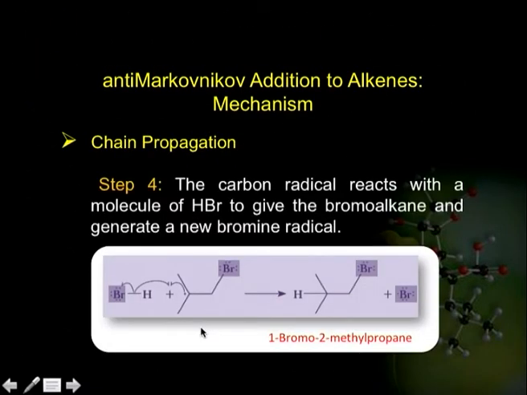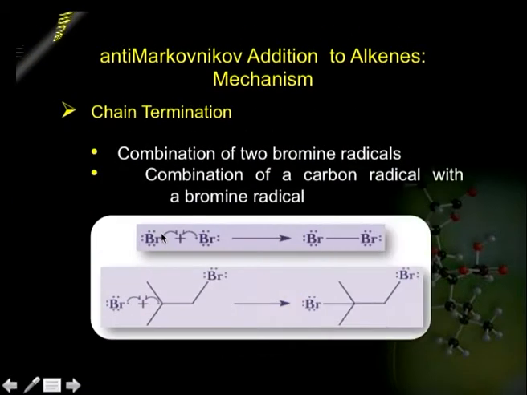In chain propagation, in the fourth step, the carbon radical reacts with a molecule of HBr to give the bromoalkane and generates a new bromine radical. At the chain termination step, combination of 2 bromine radicals takes place, or also combination of a carbon radical with a bromine radical takes place. And in the chain termination step, as we saw earlier also, the radicals get quenched or destroyed.